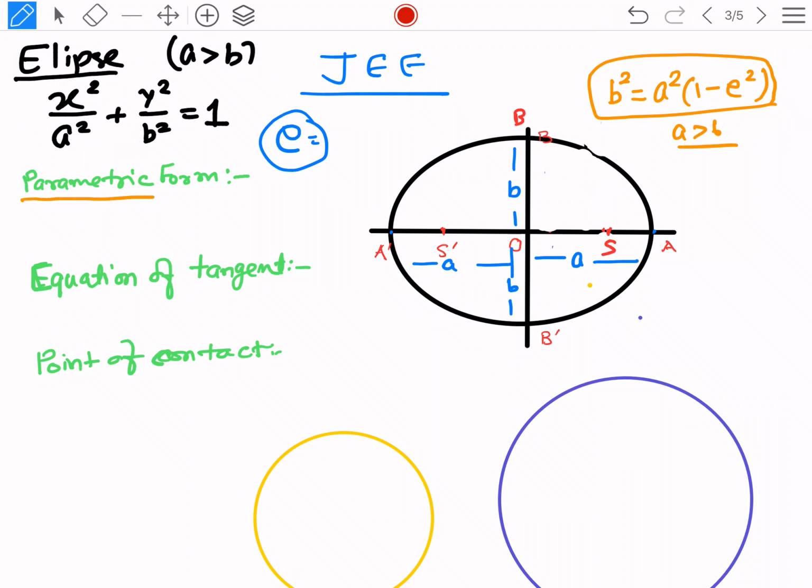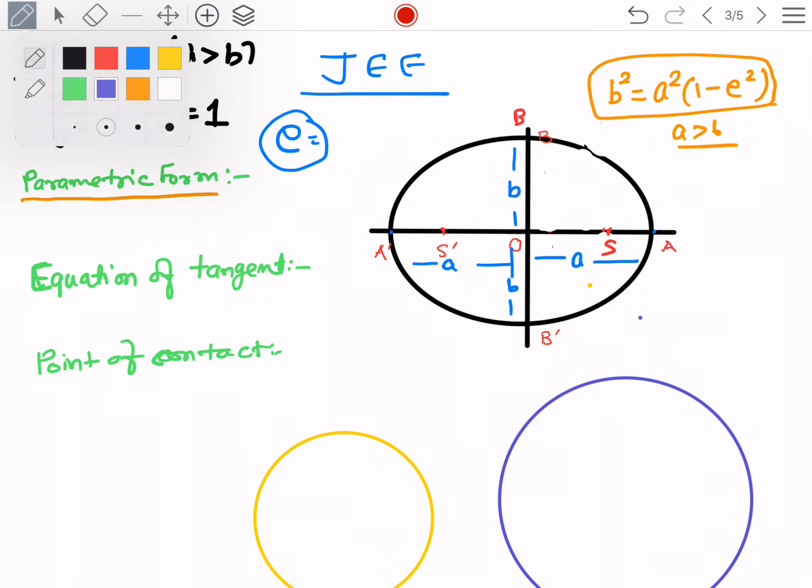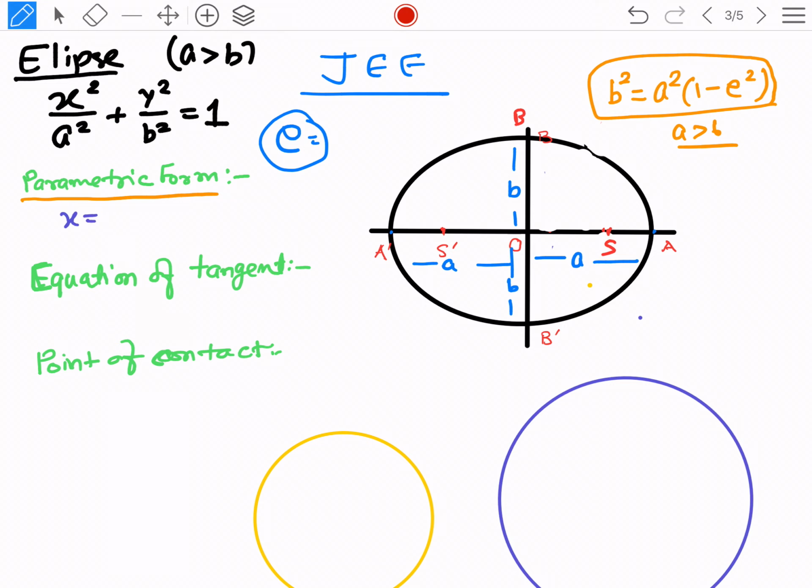first, the parametric form. So students, the parametric form for ellipse is x is equal to a cos phi, and y is equal to b sin phi, and phi is called here the eccentric angle of the point. And actually this existence of phi is related to the auxiliary circle and minor circle.